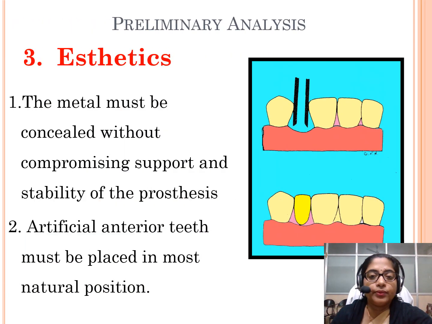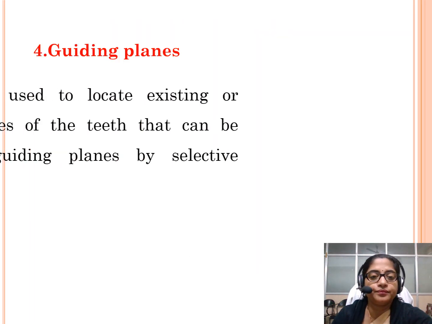Now coming to another point in preliminary analysis, which is aesthetics. The metal that is used for the framework must be concealed without compromising support and stability of the prosthesis. Artificial anterior teeth must be placed in the most natural position.